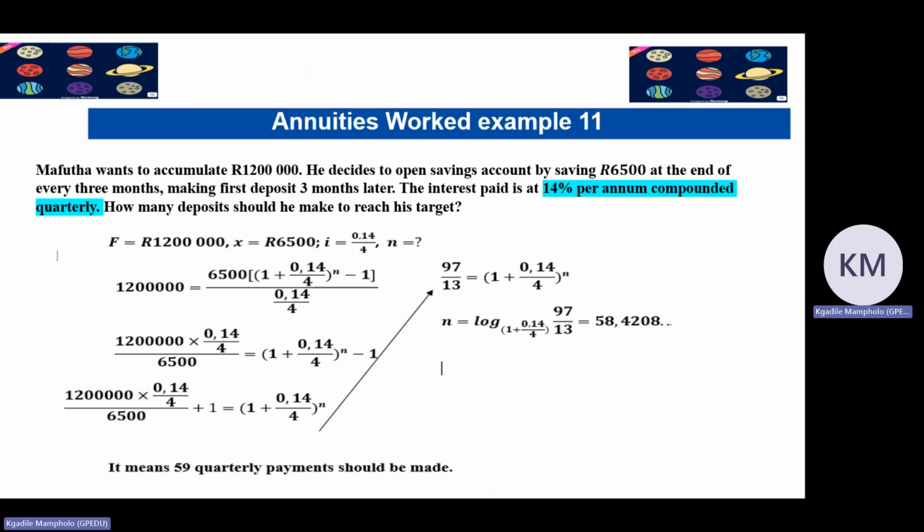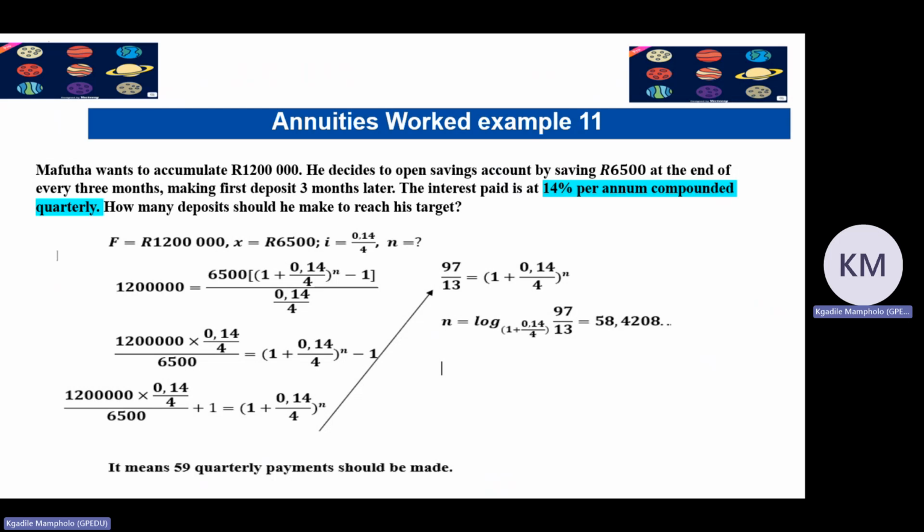Let's collect our data. Our F is 1,200, sorry, it's 1.2 million rand, which is what Mafuta is targeting. And then a fixed payment of 6,500. Then our interest is 14% compounded quarterly, so it's 14 divided by 100, which is 0.14, divided by 4 because it's quarterly. Then you substitute in the future value formula.